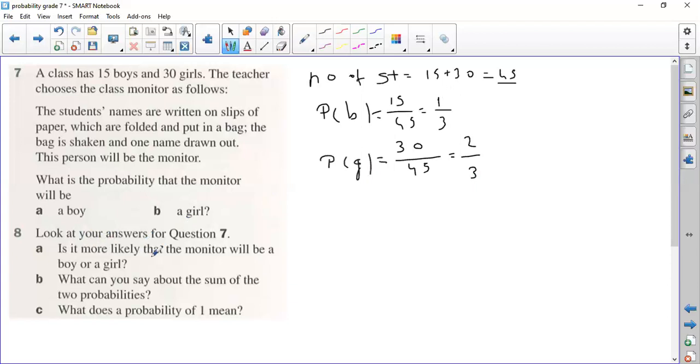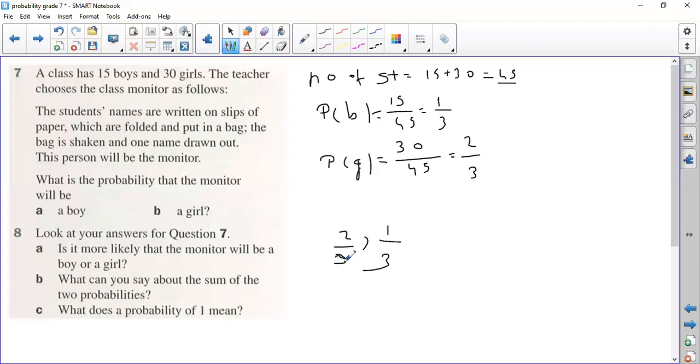Let's have a look now at the answers, 1/3 and 2/3. Is it more likely that the monitor will be a boy or a girl? So what do you think? If we check the probability, we know that 2/3 is greater than 1/3. So we'll say that it is more likely that the monitor will be a girl, since the number of girls is larger than the number of boys.